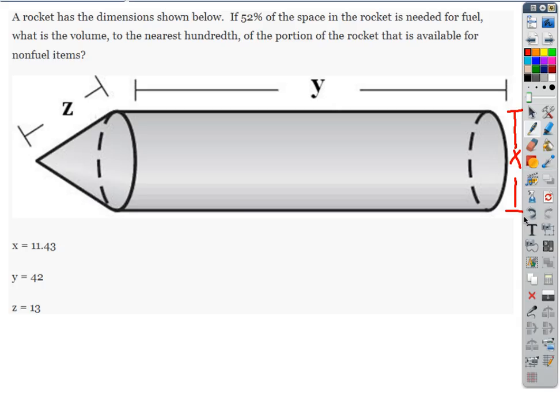So we know that the volume formula for a cylinder is what? Yeah, good. It's just the base times the height, but the base is a circle, so it's pi r squared h. Now they give us the height, y, that's 42, right? But what about the radius? Okay, they give us the diameter, so we've got to divide that by 2. So the radius then is 11.43 divided by 2, which is 5.715.